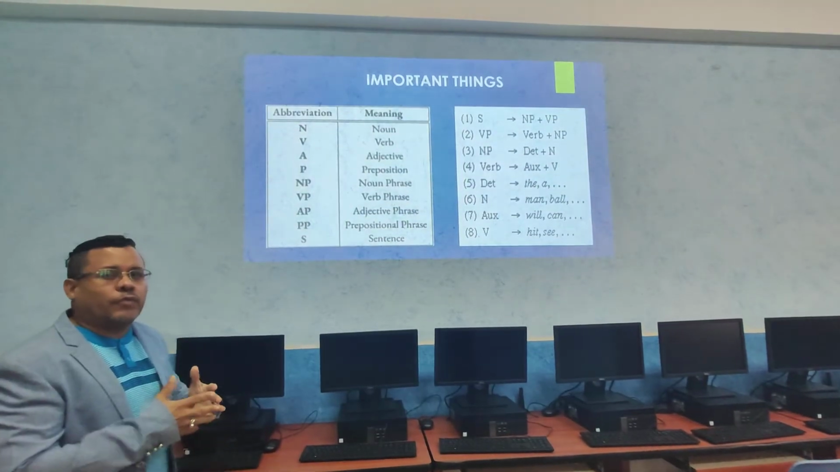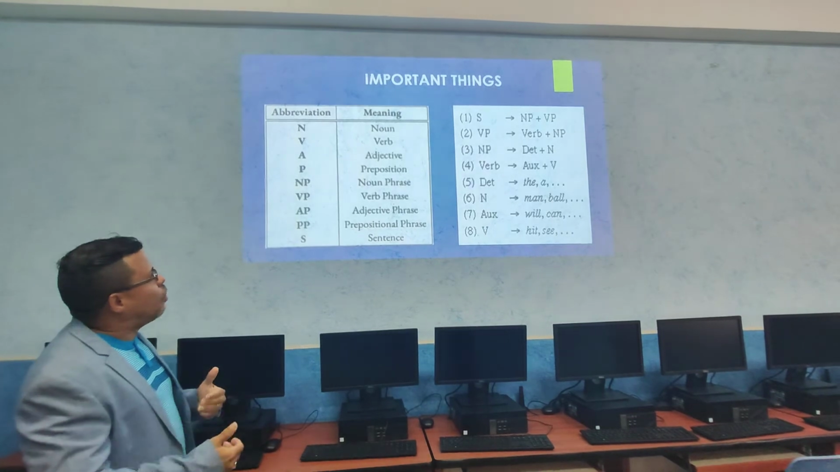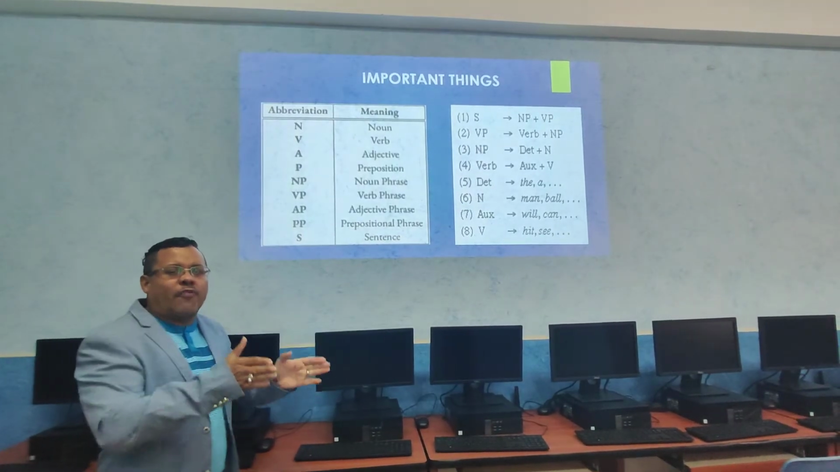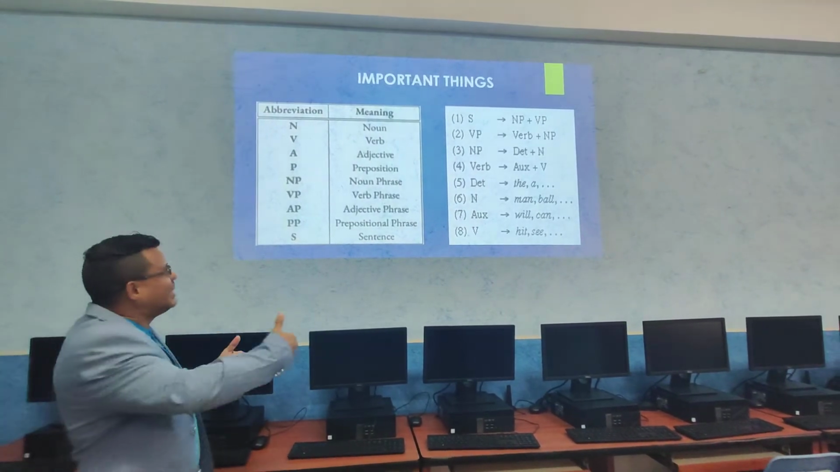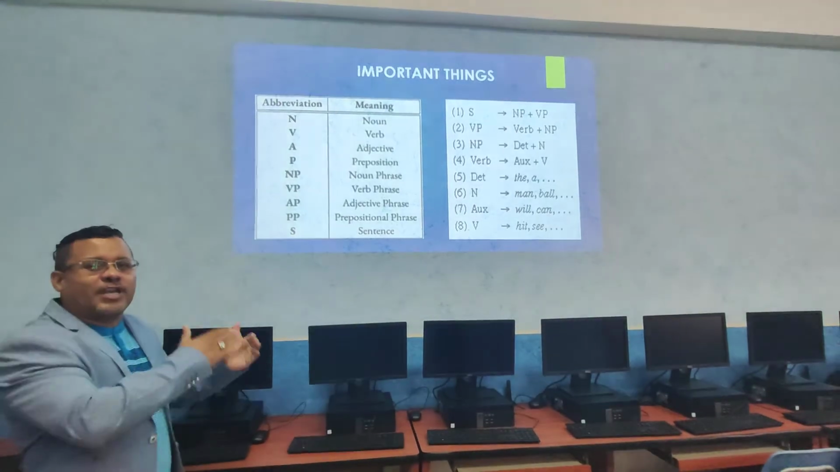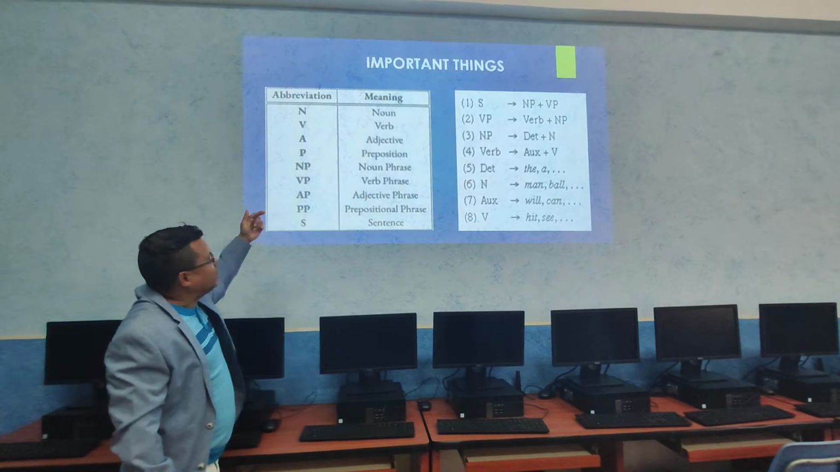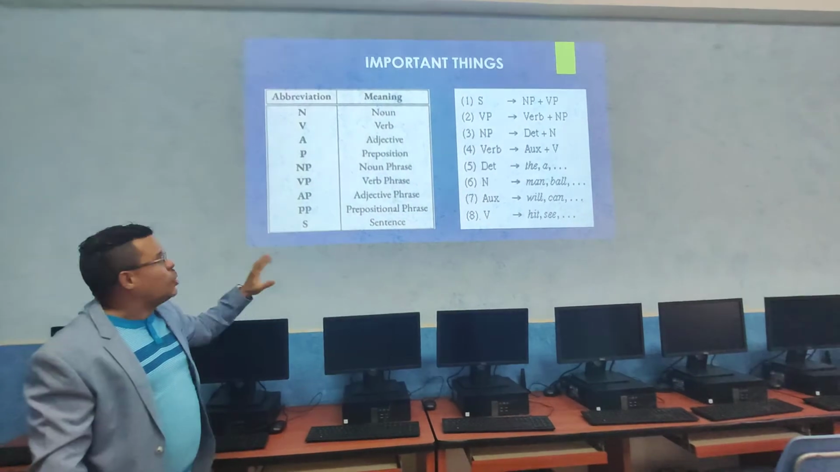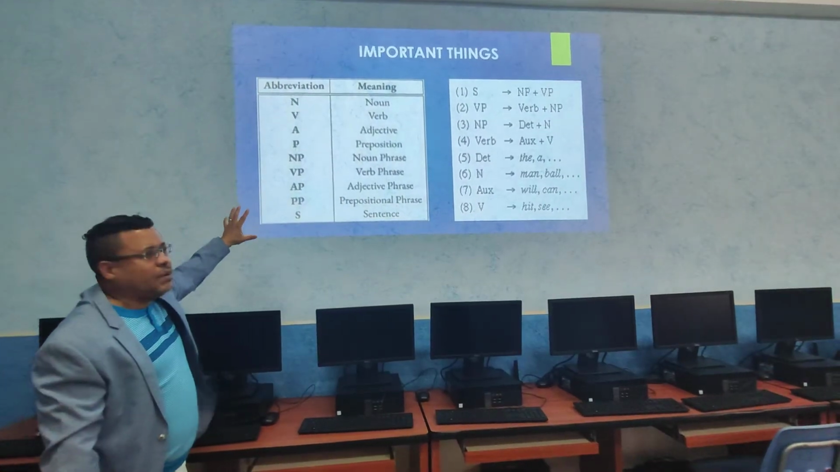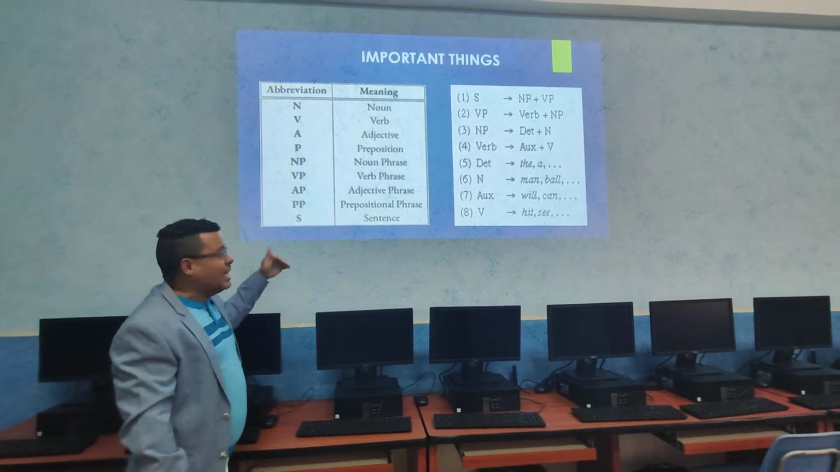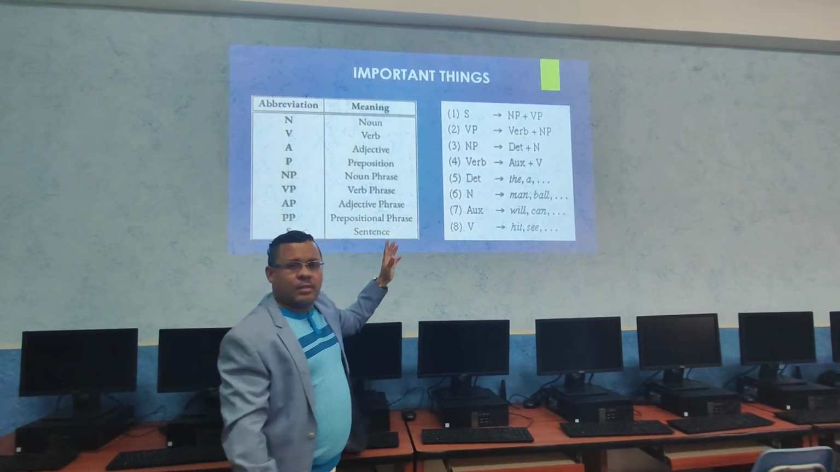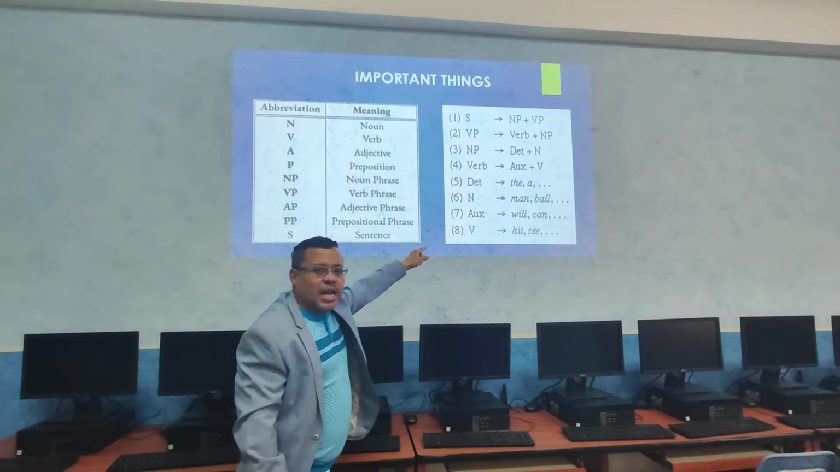It's important for us to know that each part of speech can be represented in these phrase structure rules. For example, the noun, the verb, the adjective, the preposition, and so on, using these symbols. And we can add the determiner or the auxiliary verb.